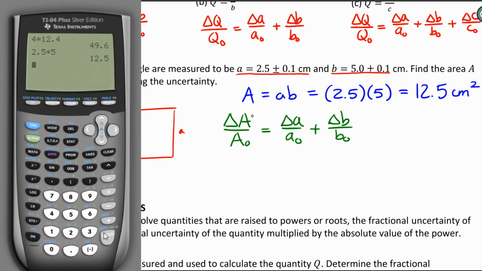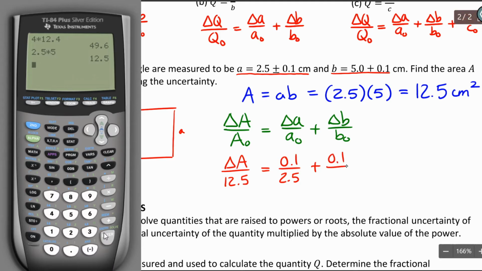So the fractional uncertainty in A is what we're looking for. We know what the best estimate is. It's 12.5. The absolute error in A is 0.1. The best estimate of A is 2.5. The absolute error in B is 0.1. The best estimate of B is 5. Let's go use the calculator to figure this out.